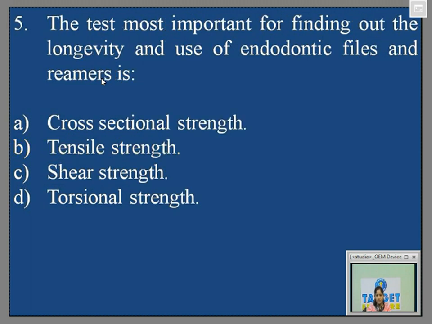Next question. The test most important for finding out the longevity and use of endodontic files and reamers is? The answer to the fifth question is torsional strength.